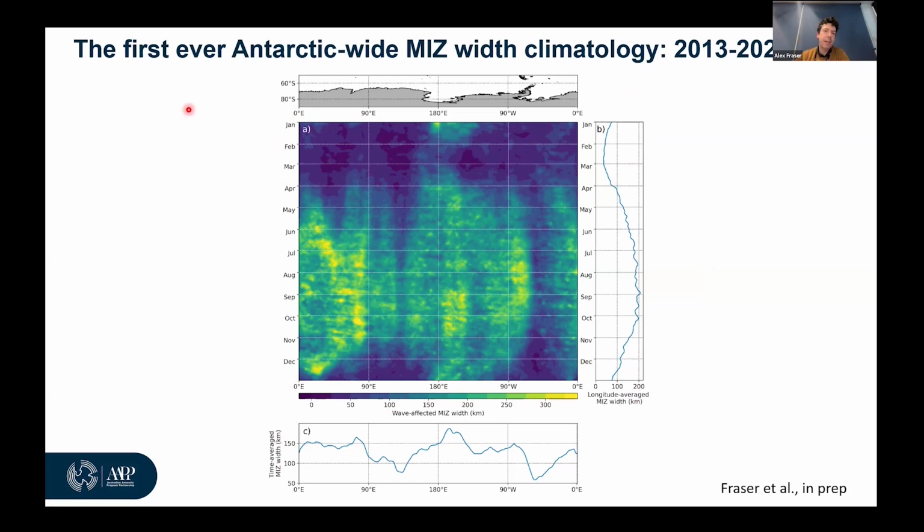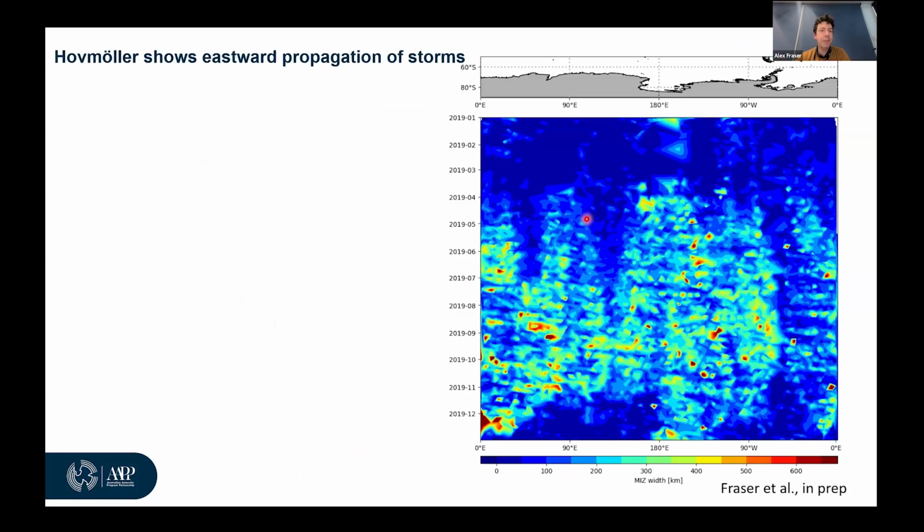And I'm calling this the first ever Antarctic-wide MIZ width climatology, but again, that's kind of provocative because there have been MIZ width climatologies before. I'm just arguing that this one is a more physical representation of waves in the MIZ. So for the rest of the talk, I just wanted to drill down into this figure a little bit more and try and understand this seasonality and this regionality a little bit more.